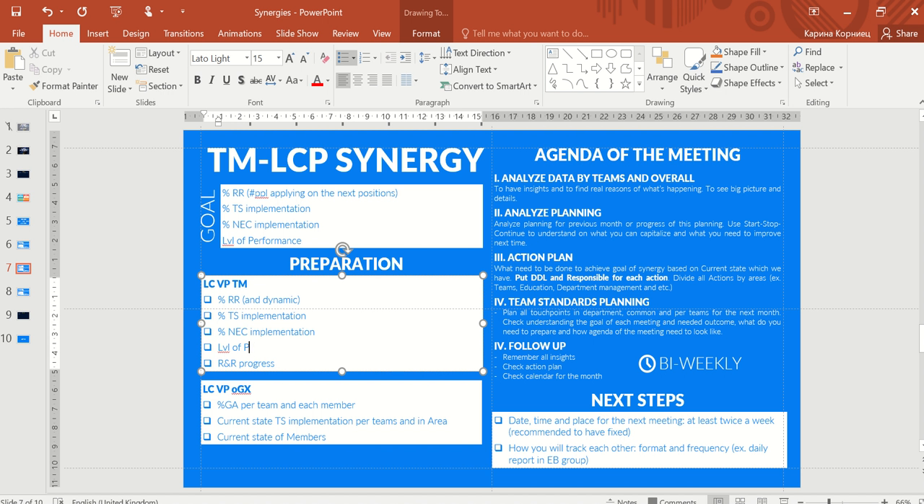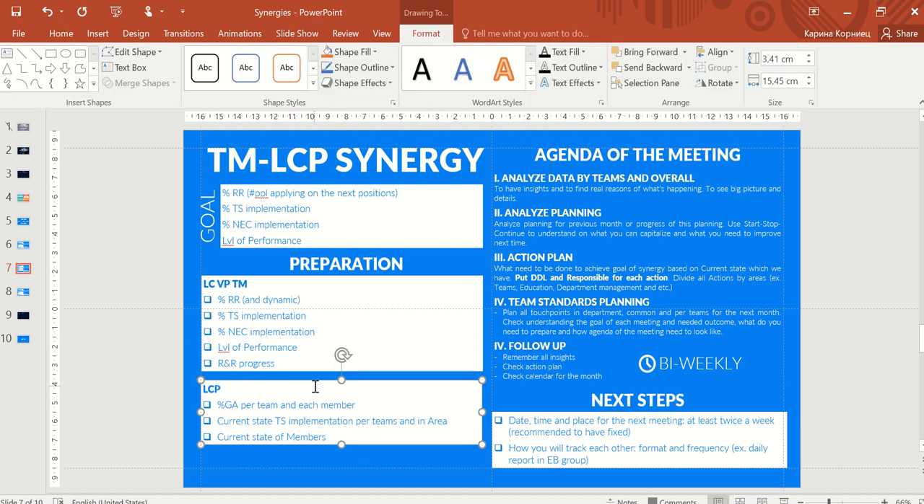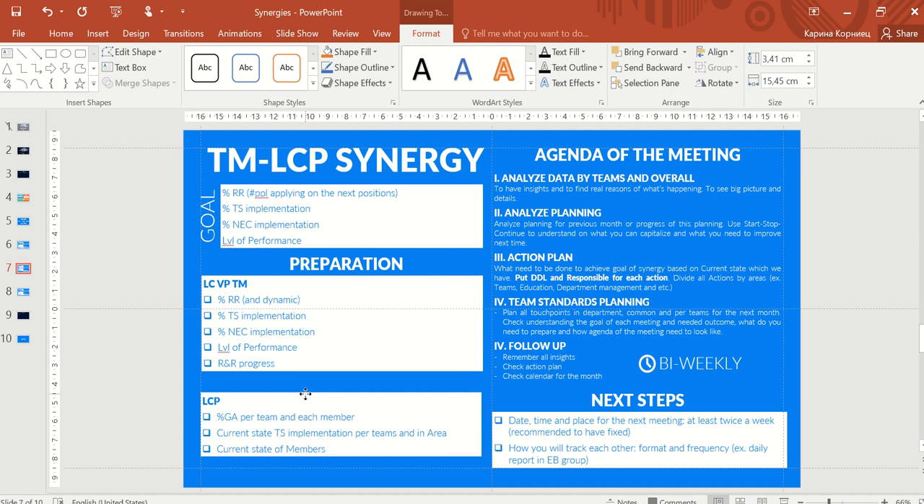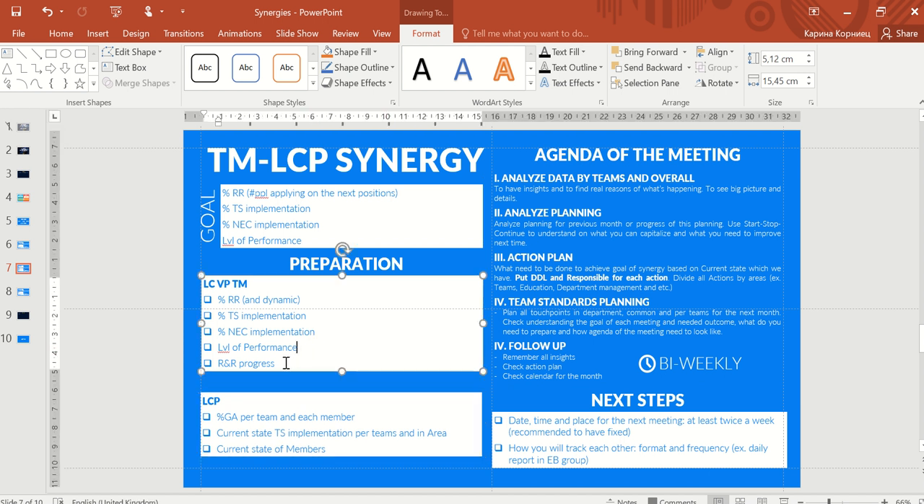Do you think we need to add something else? Like what LCP should know about what is happening in the TM area in the LC. I think those polls should be seen from Podio. Yeah, I mean, the result of the engagement survey, or not just the result, but the answers itself.